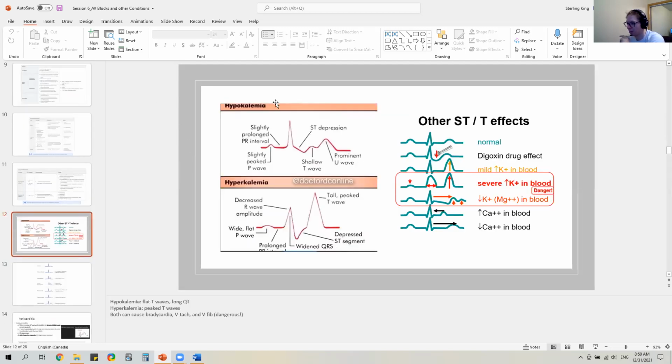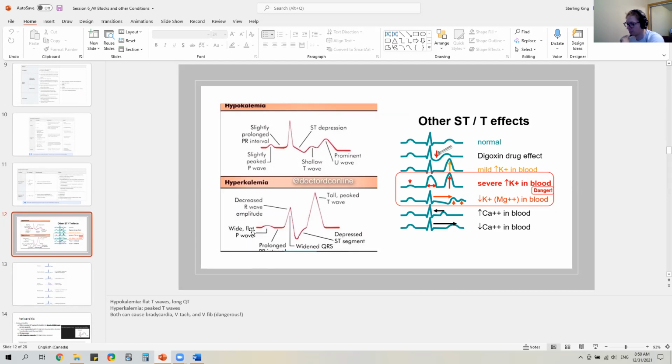So hyper and hypokalemia. If it's hypokalemia, the way I can remember it is it's going to be a flat T wave because it's hypo. And then there's other things like a prolonged PR interval and some ST depression. Over here, this picture kind of shows it nicely. You see this nice long interval, QRS long, and then a T wave, but it's kind of flatter.